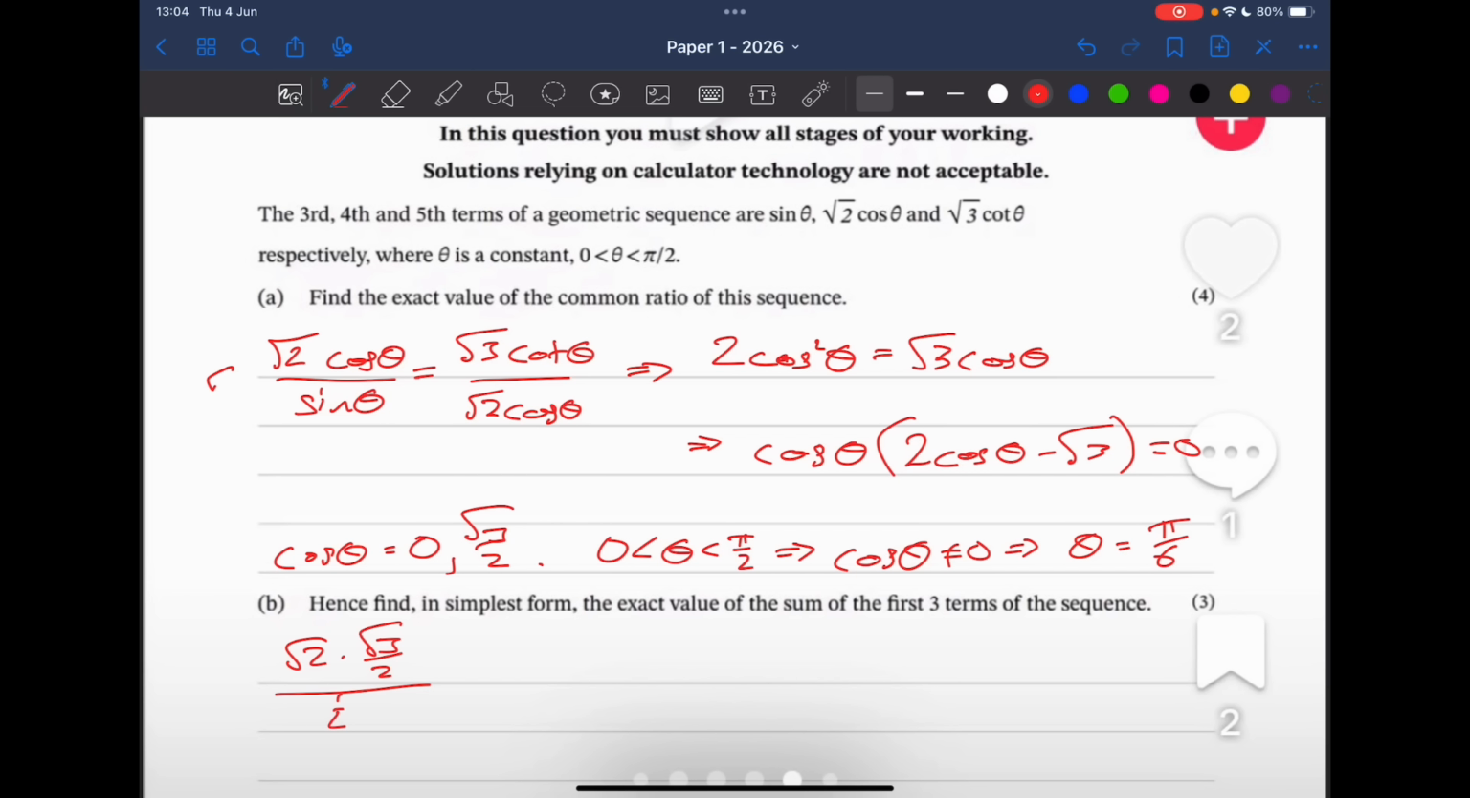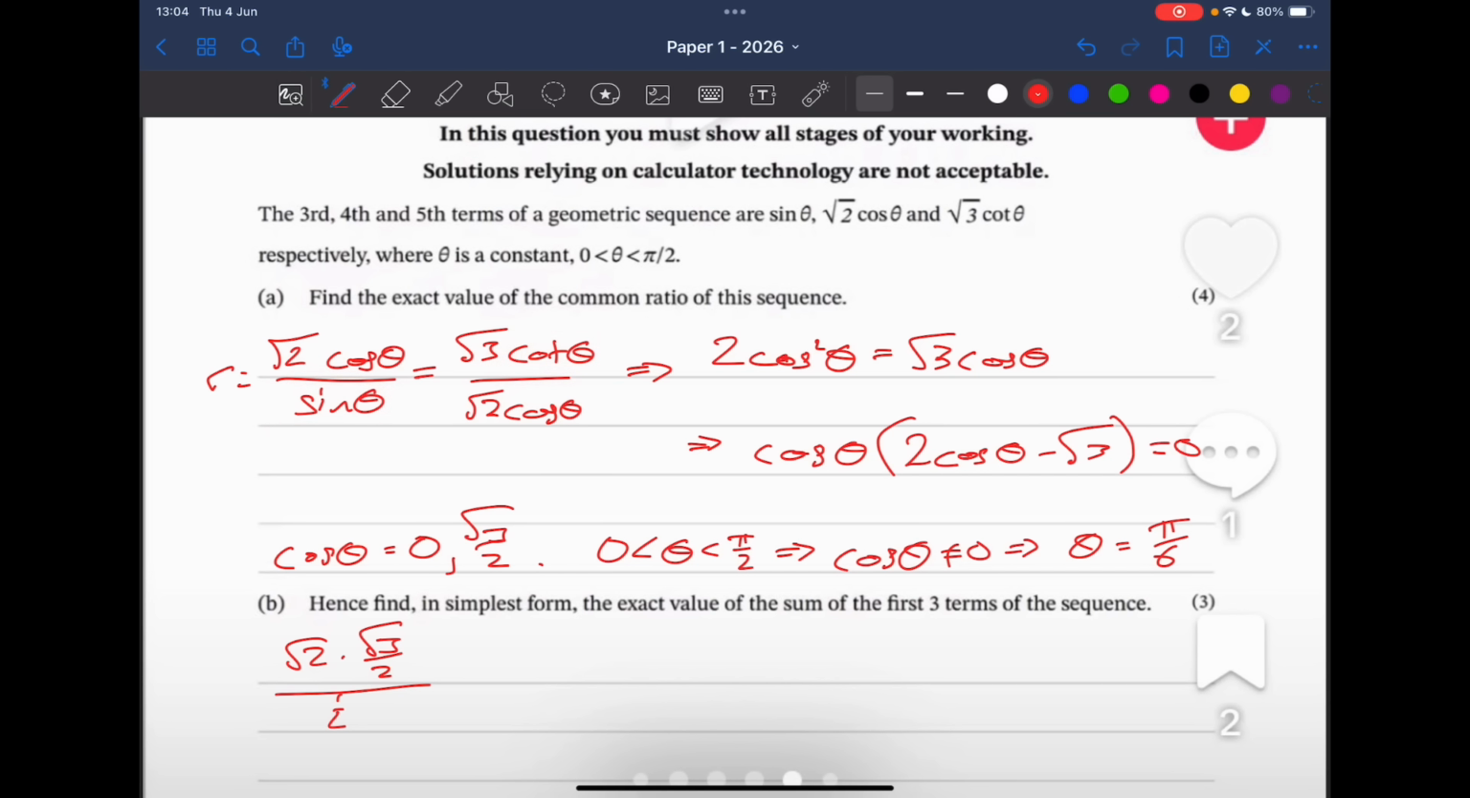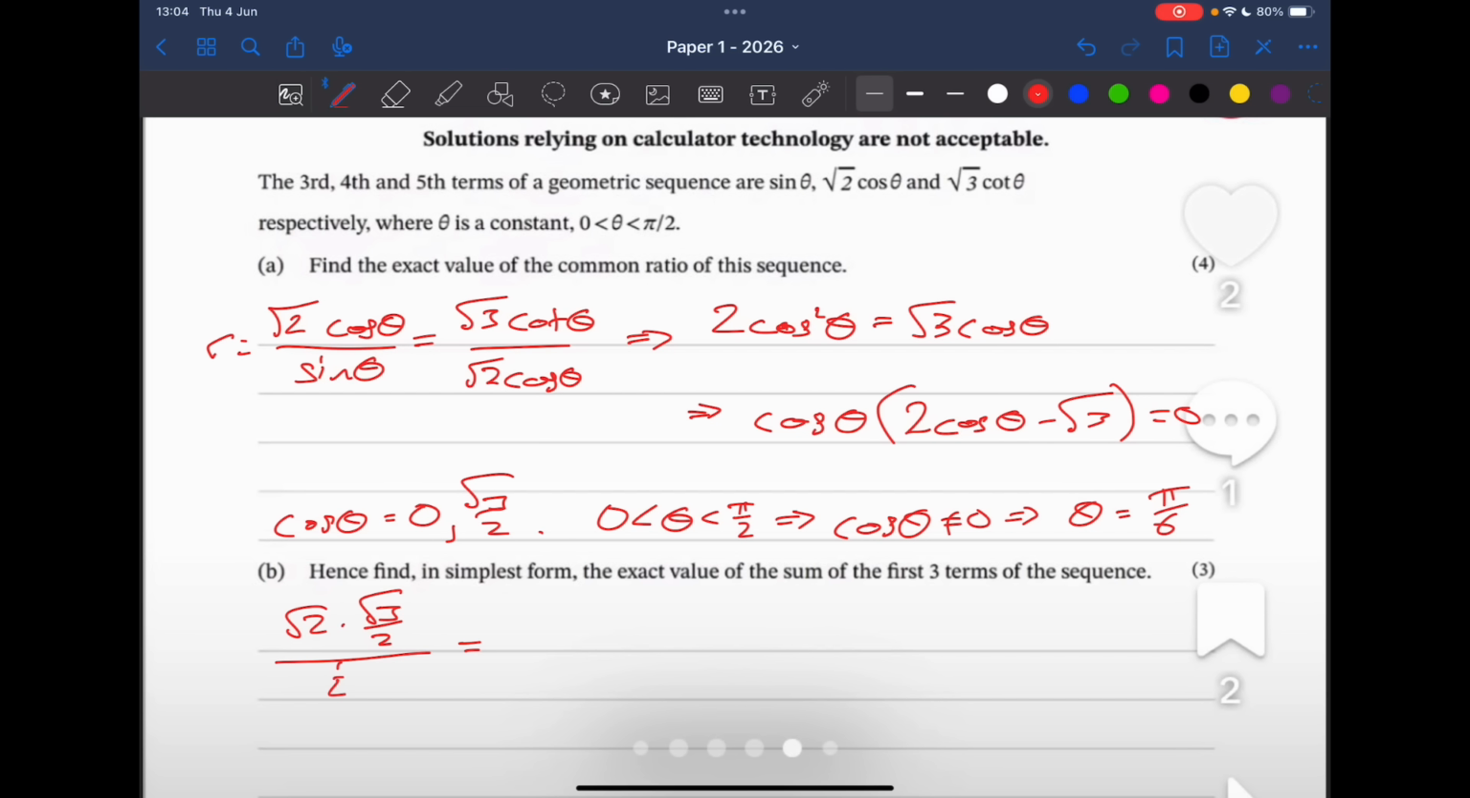I am looking at the left-hand term here. Both of these fractions are r, so I could have subbed it into there. I'd just rather not deal with cot, I'd rather deal with sine instead of cot. So this is good. Those halves cancel out. Root 2 and root 3 makes it root 6. So that is the value for r, and that's the same as I got yesterday, which is all good.